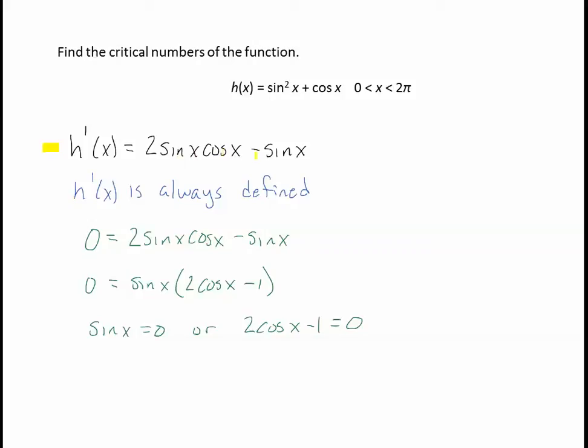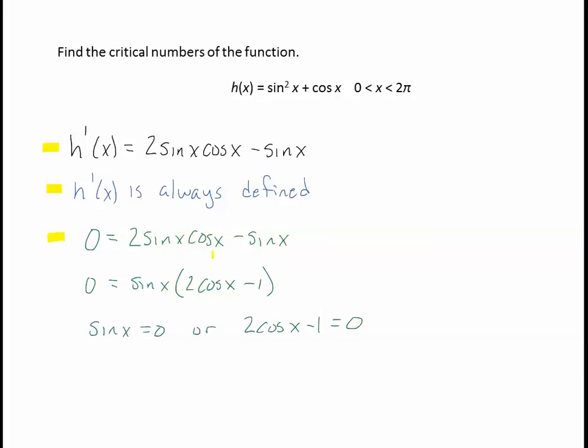Because sine and cosine are always defined on this particular interval, we will have our derivative always defined on this interval. There are no points of discontinuity of the first derivative. We move on to setting the derivative equal to zero. And at first, I just rewrite zero equals 2 sine x cosine x minus sine x.